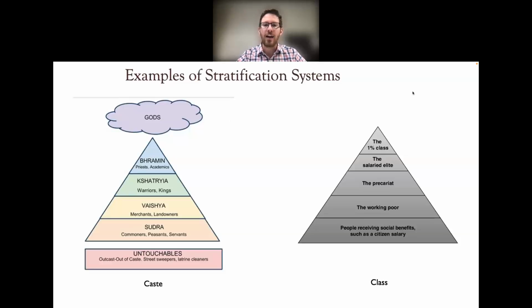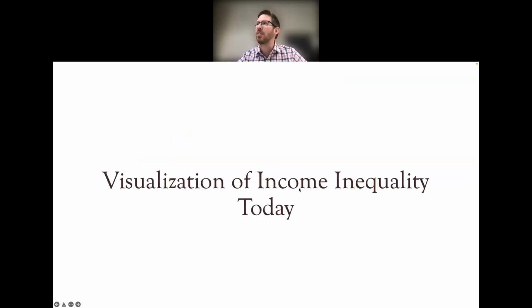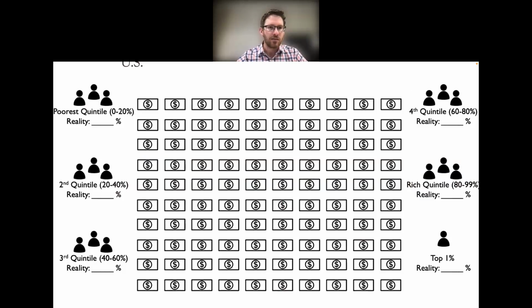Now let's see how we can visualize income inequality. So let's imagine that every year we have all of the income that is taken, and it is visualized in these $100 bills. Okay, so the $100 bills here each represent 1/100th of the total income of the US. And then on the left and right, we have split up the population of the US into 6 categories.